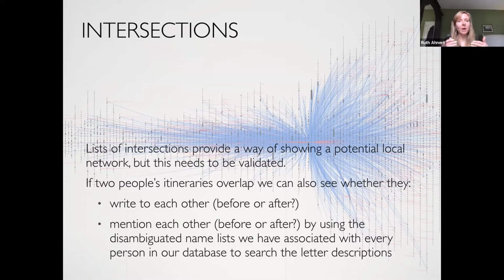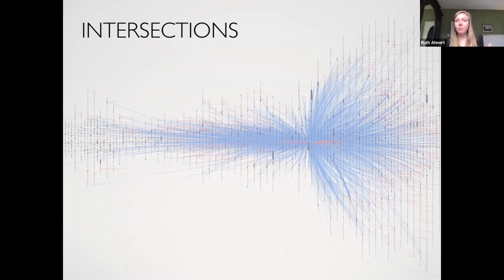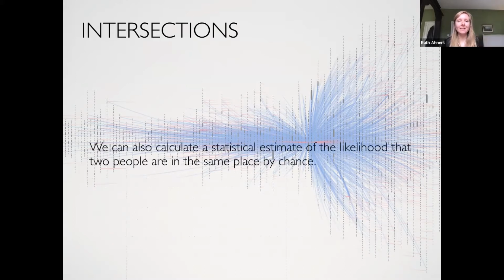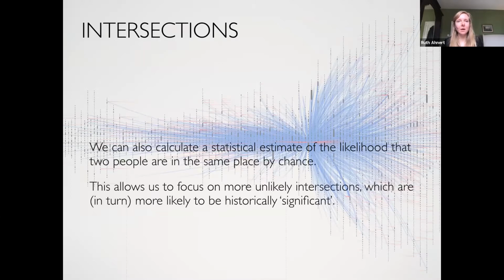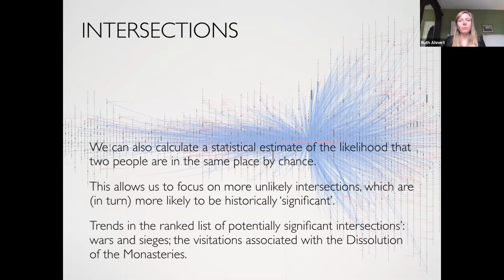We can also see if people wrote to one another before they intersected or after they intersected, to see if a meeting might have brought about a written correspondence. We can also calculate a statistical estimate of the likelihood that two people were in the same place by chance. So if two people are in London in the same year, that's not probably that interesting. But if they're in a small Welsh village on the same day, then that might be statistically interesting. And this allows us to focus on what might be important intersections that might have not been noticed before.